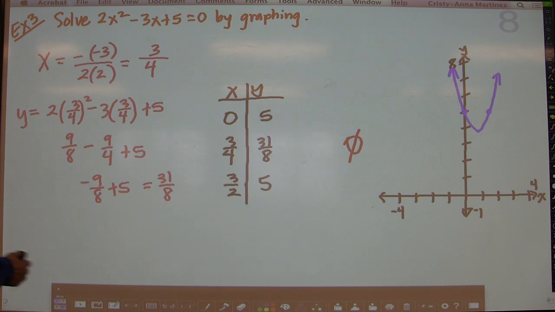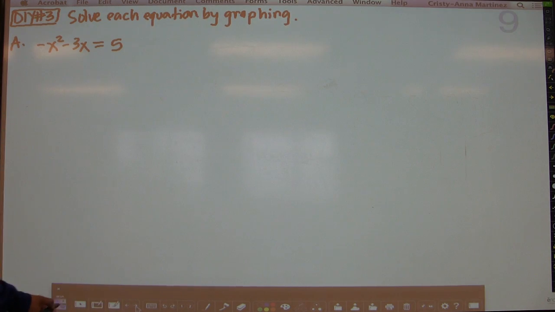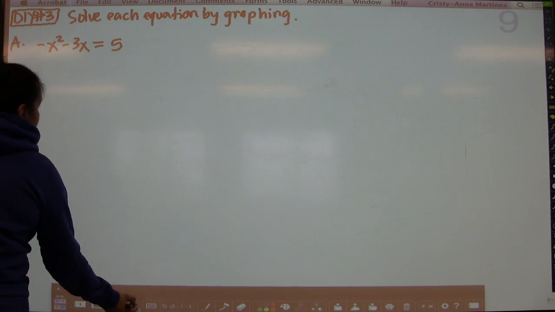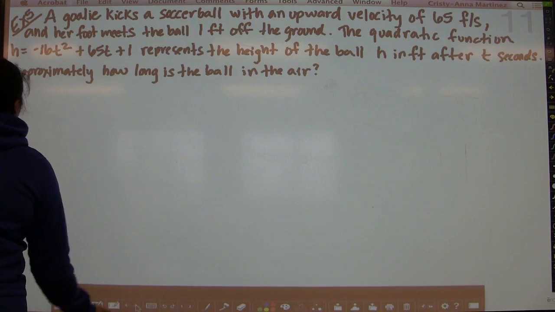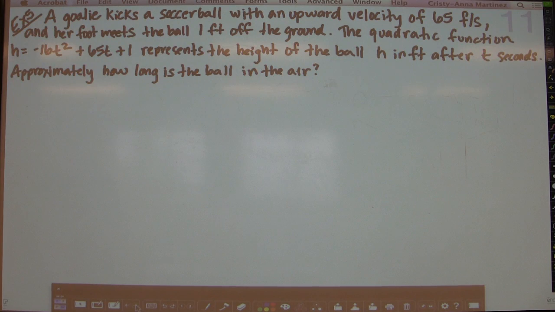All right, so now we're going to go on to example, sorry, this is your do-it-yourself part A, do-it-yourself part B. And then I've skipped example 4 because it seemed a little bit redundant. But we're going to do example 5. And for example 5, you're going to want to use your calculator. So make sure that you have it handy.